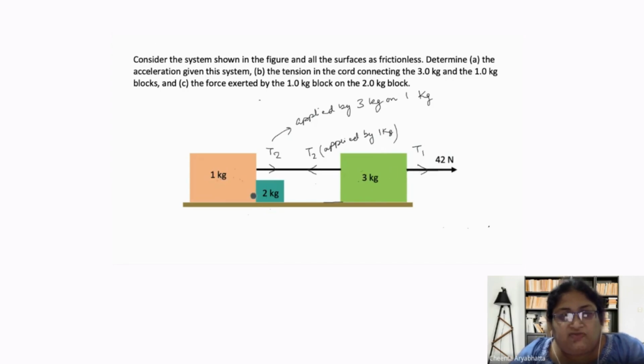Now 1 kg and 2 kg remain in contact throughout the motion. So 1 kg will push 2 kg along with itself, and it will apply some reaction force. Let's call this R. It will push 2 kg with some force equal to R. Then 2 kg, due to the action reaction force, will apply the same amount of force but in the opposite direction on 1 kg.